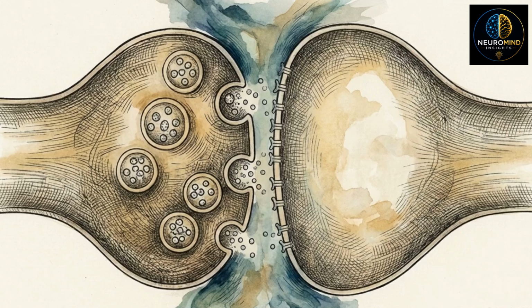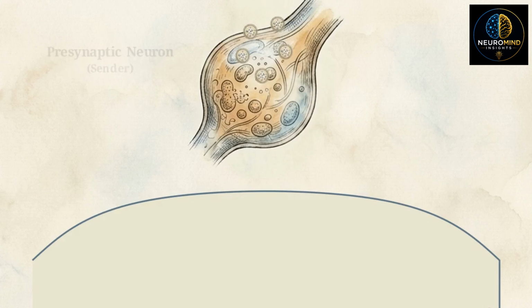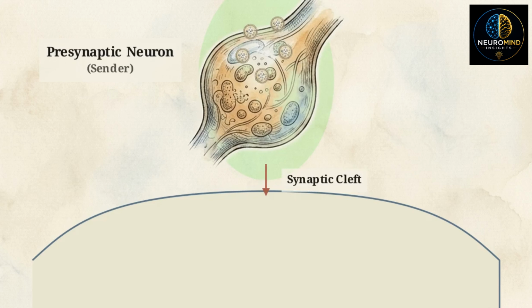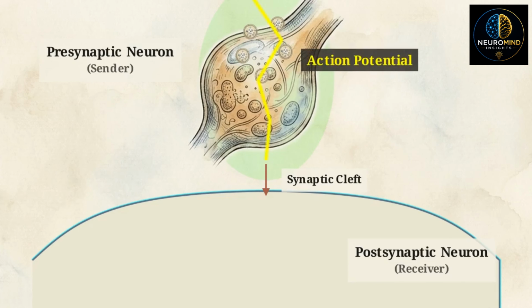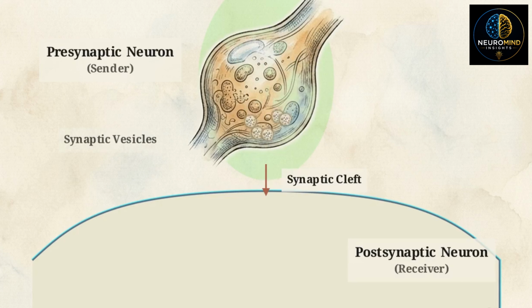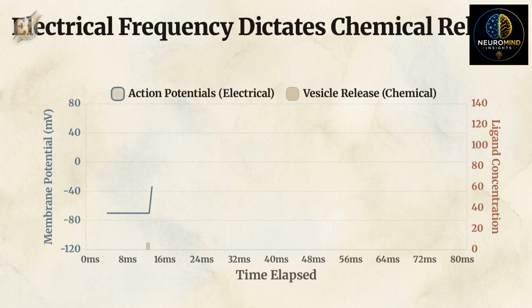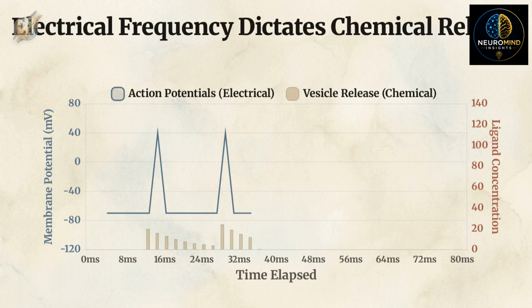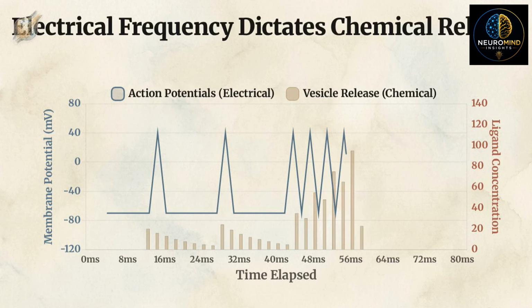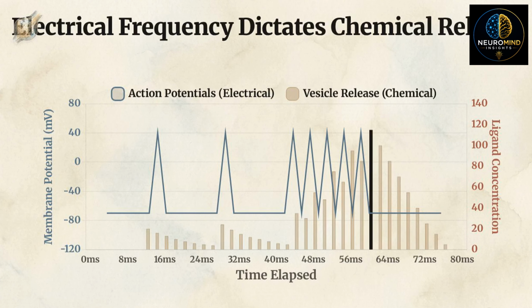This establishes the core architecture of every chemical synapse. You have the presynaptic neuron, which sends the signal, facing the postsynaptic neuron, which receives it, across the cleft. When an electrical action potential reaches the end of the presynaptic neuron, it triggers small sacs called vesicles to release chemical ligands directly into the gap. The synapse functions as a translation site, where the timing and frequency of an electrical impulse determine the specific release and duration of the chemical signal.